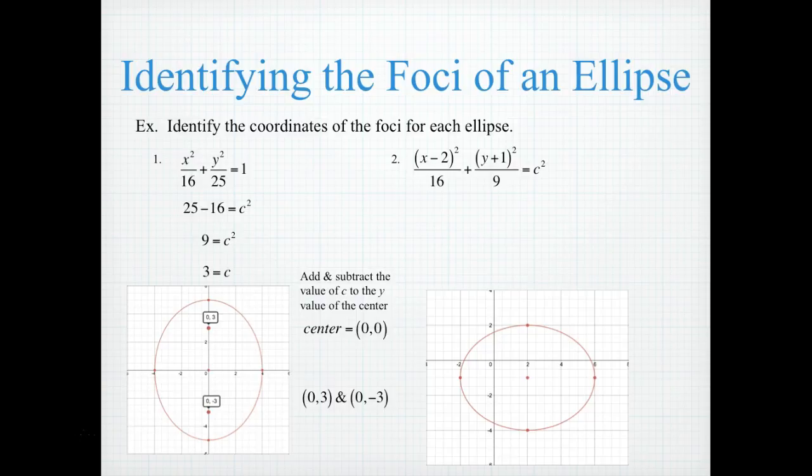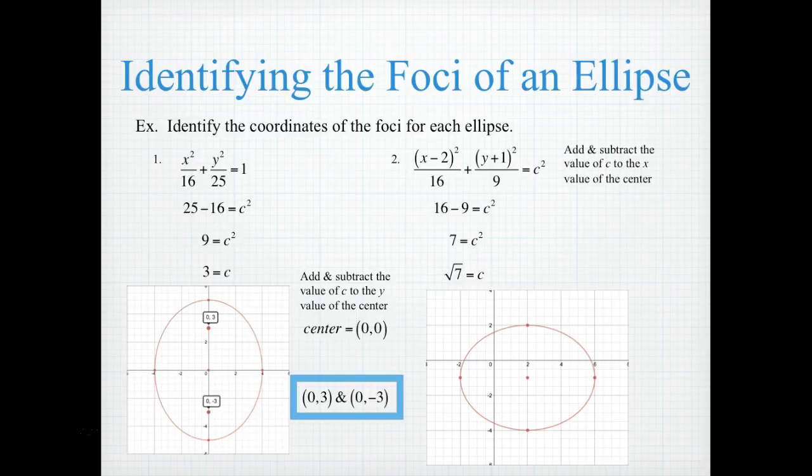In the next equation, I have the quantity x minus 2 squared over 16 plus y plus 1 squared over 9 equal to 1. In this case, I have a horizontal major axis since 16 is greater than 9 and 16 is under my x variable. So a squared is given by 16 and b squared is given by 9. To set up my equation for c, I take 16 minus 9 equal to c squared, simplify that, and the value of c is given as the square root of 7.